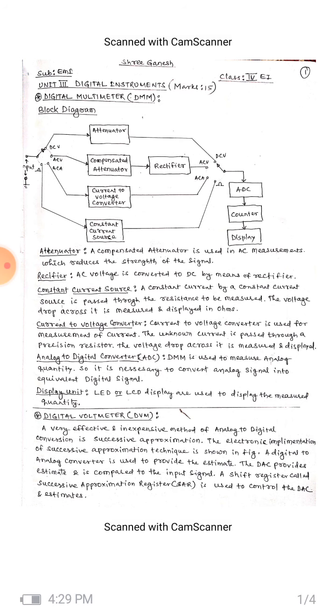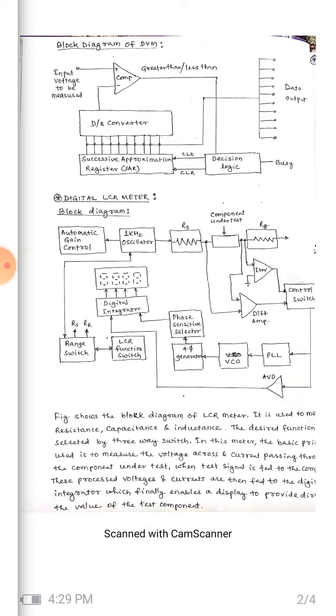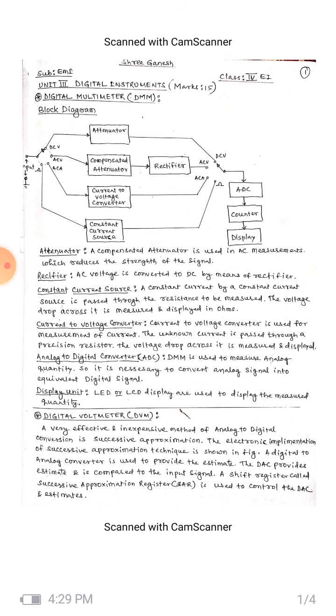The next block is the current to voltage converter. It is used for the measurement of current. The unknown current is passed through a precision resistor, and the voltage drop across it is measured and displayed. The next block is the constant current source. It passes constant current through a resistor, and the voltage drop across it is measured and displayed in ohms.